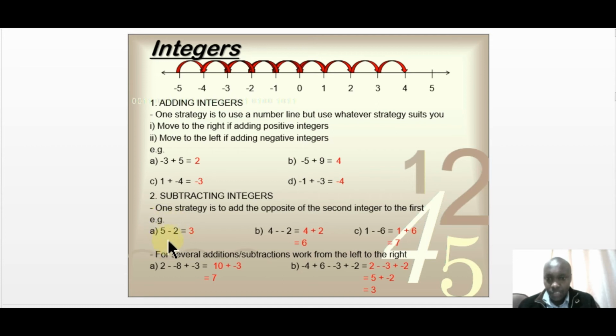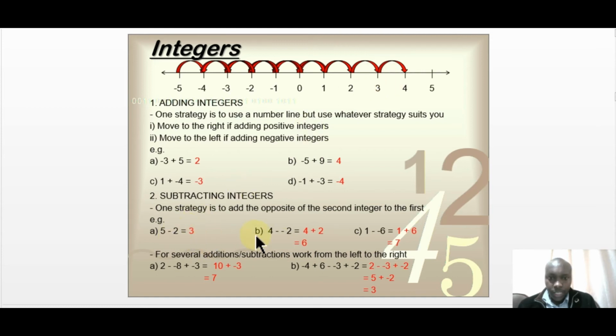Negative 2 plus 5. Let's go back to our number line. Negative 2 is here. We add 5. Because we are adding a positive integer, we move to the right 5 steps. From negative 2, 1, 2, 3, 4, 5. So we stop at 3, and 3 becomes our solution.